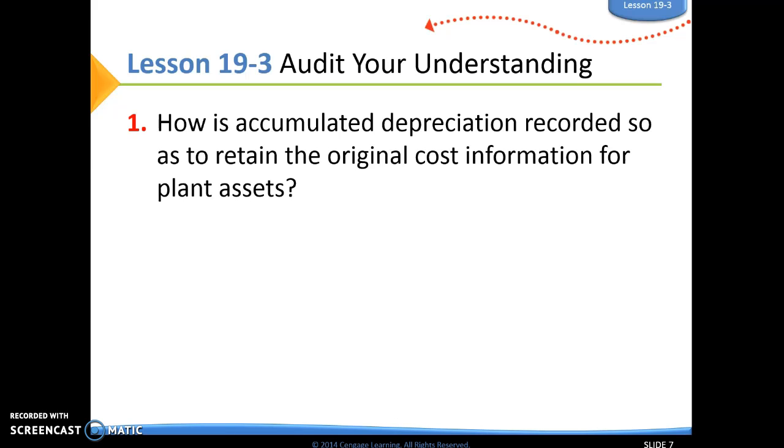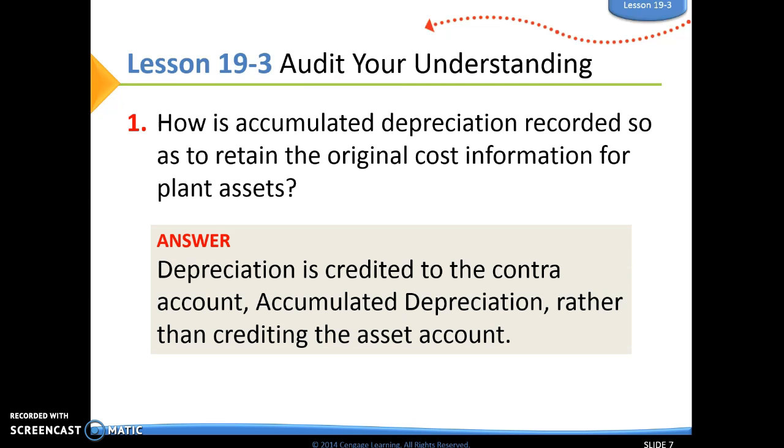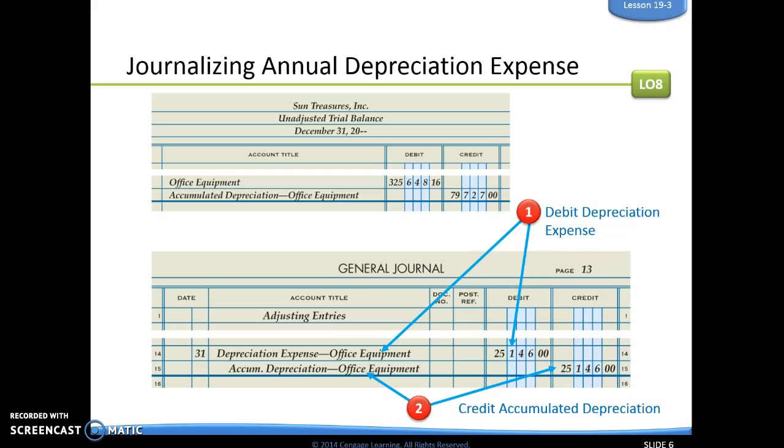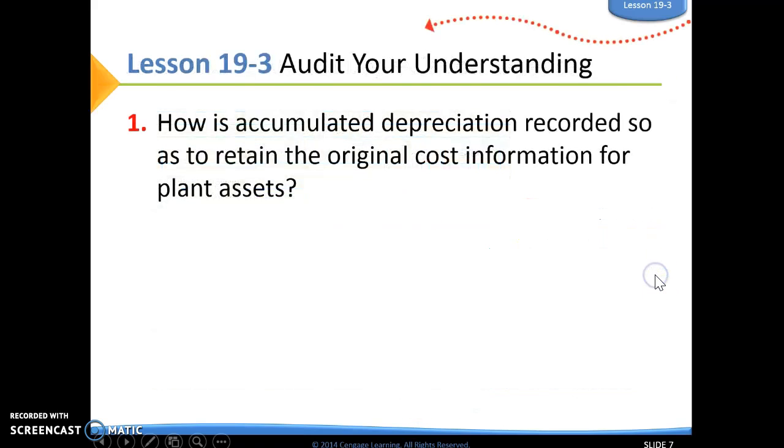Number 1, how is accumulated depreciation recorded so as to retain the original cost information for plant assets? Depreciation is going to be credited to the contra account, accumulated depreciation, rather than crediting the asset account. So I'm going to go back here. This is what we're looking at here. We're going to actually credit this accumulated depreciation office equipment instead of crediting the actual office equipment.